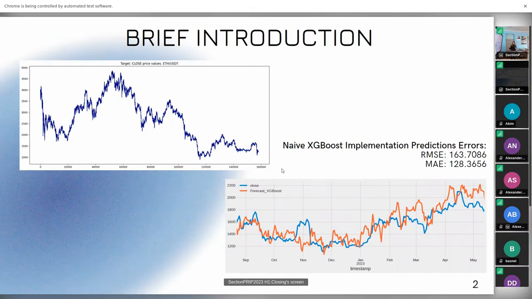The background of my work is that I already tried a naive implementation of the problem using the XGBoost algorithm. I wasn't really satisfied with the results that I got. I found out that the XGBoost algorithm cannot really extrapolate the data, so it is very difficult for this algorithm to forecast trends, for example, to capture long-term trends.